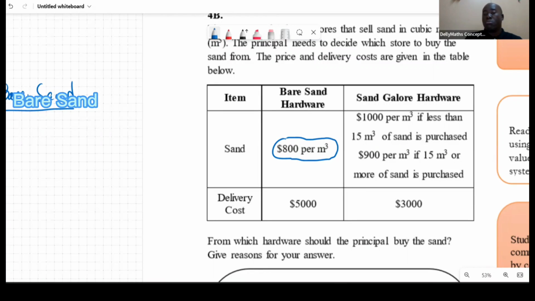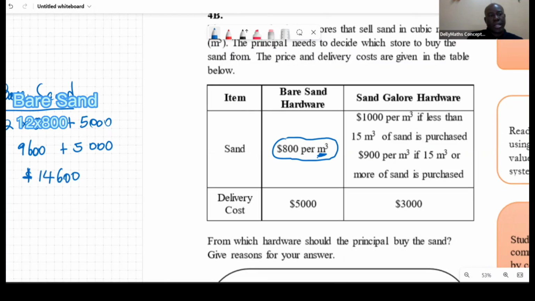So you want to know how much you're going to have here. So we need 12 cubic meters, and we're going to have to multiply that by $800 because it's $800 for 1 cubic meter, and the sand that we have is 12 cubic meters. So it's going to be 800 times that, plus we're going to be adding the delivery. Let's work out. This is still 9,600 plus the 5,000. So this one would have cost us $14,600. All right. So Beer would have cost that.